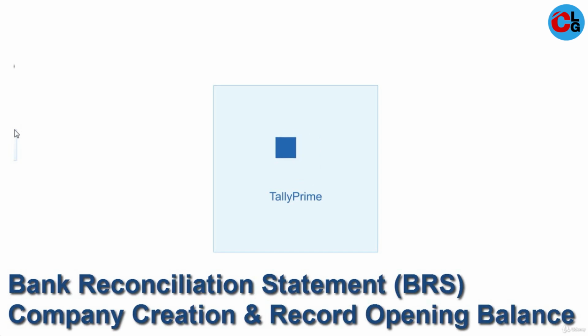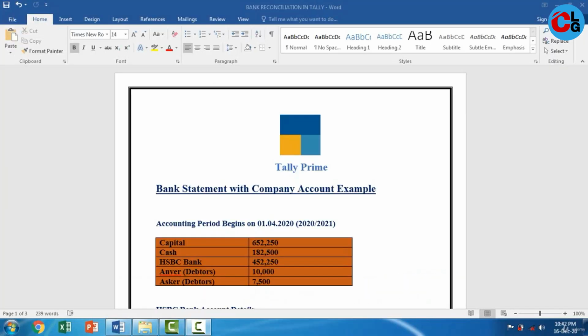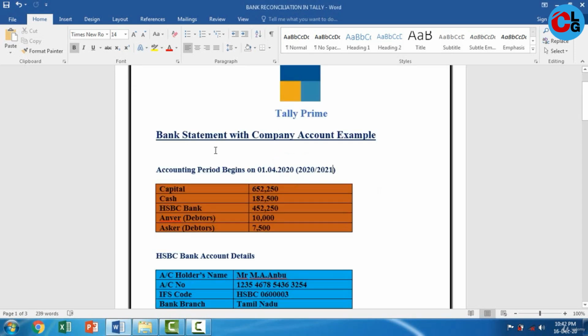Welcome to the bank reconciliation practical section. In this section we are going to look at a practical example of bank reconciliation. The information provided for us is the bank statement with the company account example. The accounting period begins 1st April 2020. So it means the previous period ended 31st March, right?